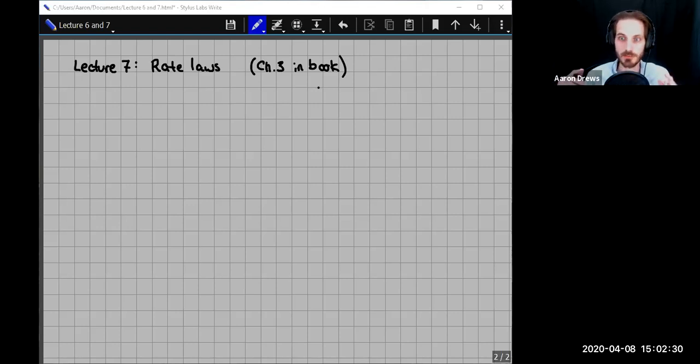So we are leaving our realm of equilibrium, at least for a day, for the next 40 or 50 minutes, something like that. We'll come back to equilibrium a little bit to tie it into the other thing that we're going to talk about today, which is rate law.